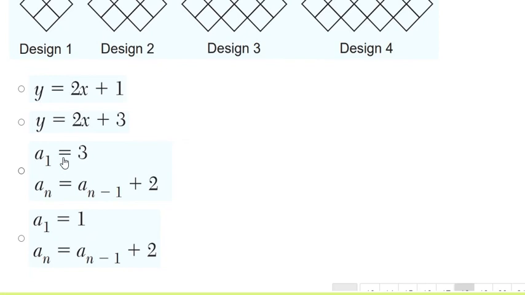Now, this one says we start with 3 squares because A sub 1, the first design, has 3 squares. Answer 4 says we have 1 square in the first design. So if you know how to read a recursive formula, we already know the answer is the third choice. And all the rest of this says is to find the next term, we take the one that came before and we're adding 2 squares every time.